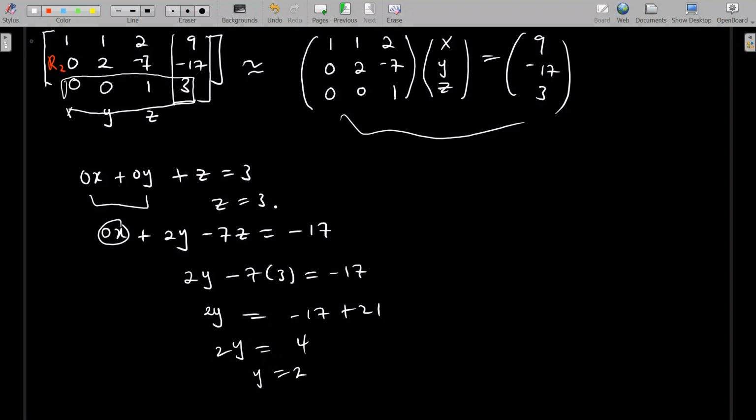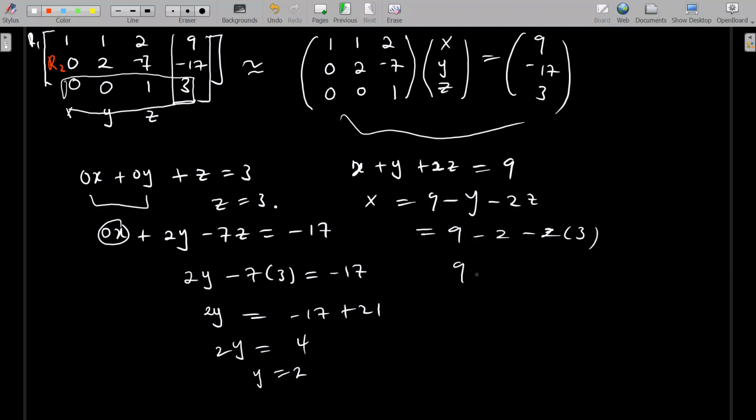Now from row 1, what you're going to do is put their numbers there. So 1x plus 1y plus 2z should be equal to 9. And here I have x should be equal to 9 minus y minus 2z. So what I do is I put their values in there, and then I'm going to have 9 minus 2 minus 2 times 3, so 9 minus 2 minus 6, which is 1. So I have my x to be 1, y to be 2, and z to be equal to 3.